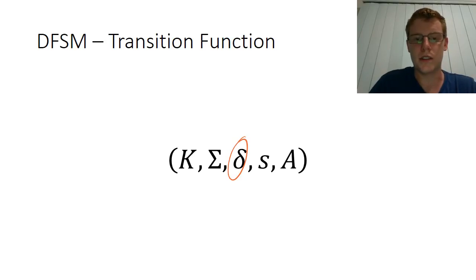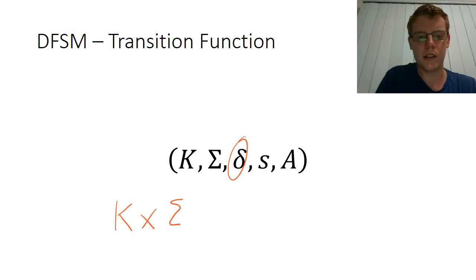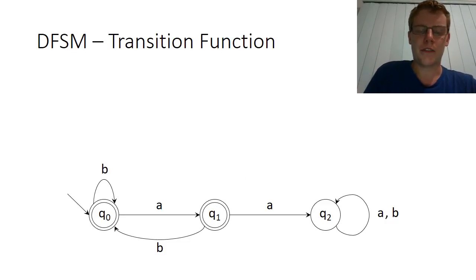Delta is the most difficult part of the quintuple representation. It represents all of the transitions in the diagram and is a function from the Cartesian product of K and sigma to K. So, let's build up a few elements of delta for our example machine.